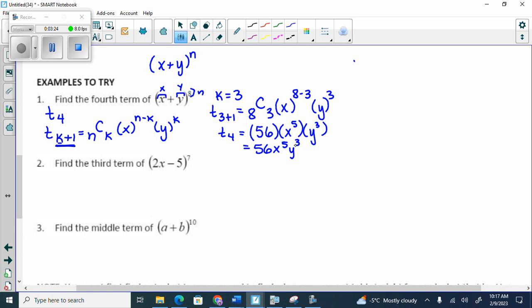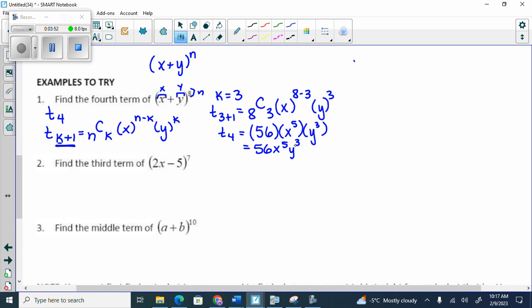Now I think that's a lot faster, personally, to find the fourth term than going (x + y) times (x + y) times (x + y), and so on, FOIL, FOIL, FOIL, distribute, distribute, collect like terms a whole bunch of times, then put them in descending power of x, and then take the fourth term. That sounds aggressively long. This way is faster, right?